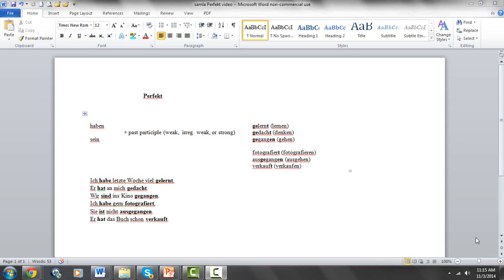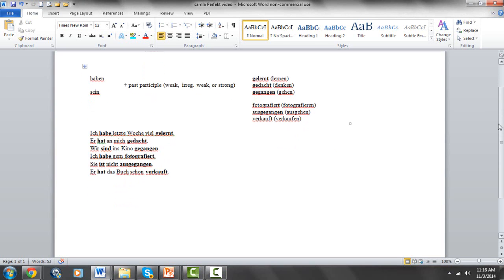Now there are a few other verbs that follow other rules, and by looking at them, you can tell a little bit what's going on with them. Verbs that end in -ieren in the infinitive are always weak and do not take the ge prefix. Fotografiert. Ausgegangen is a separable prefix verb, and you insert a ge between prefix and stem. Ausgegangen. Verkaufen is an inseparable prefix verb, ends in t in this one and has no ge prefix. So verkauft.